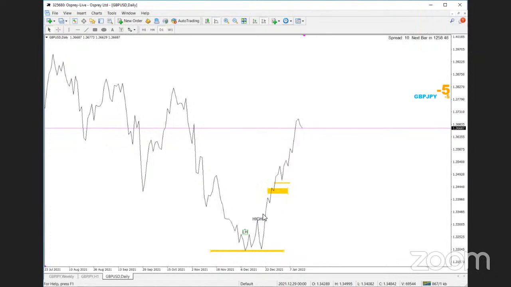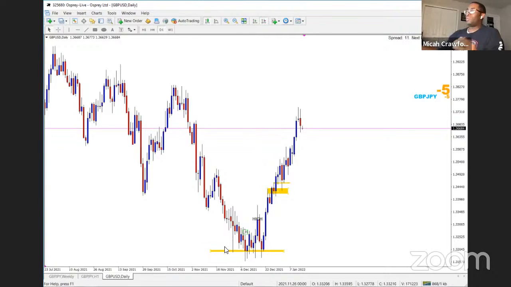The double bottom. Very good. And listen, if you said double bottom, if you said triple bottom, guess what? You're both correct. Why? You got a wick that hits it. You got another wick, another one, and another one.